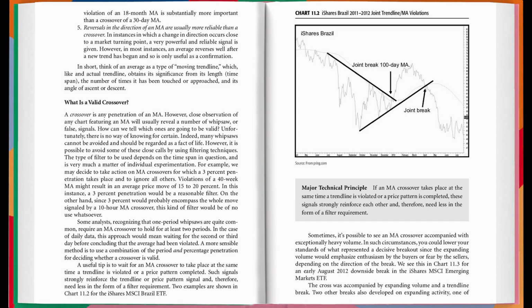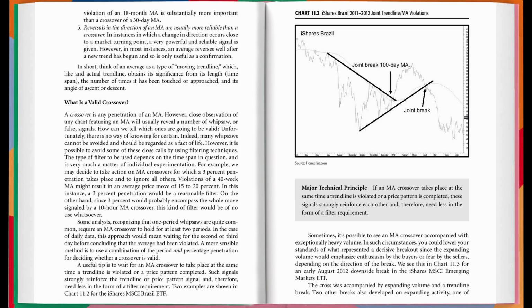The type of filter to be used depends on the time span in question and is very much a matter of individual experimentation. For example, we may decide to take action on MA crossovers for which a 3% penetration takes place and to ignore all others. Violations of a 40-week MA might result in an average price move of 15 to 20%. In this instance, a 3% penetration would be a reasonable filter. On the other hand, since 3% would probably encompass the whole move signaled by a 10-hour MA crossover, this kind of filter would be of no use whatsoever.